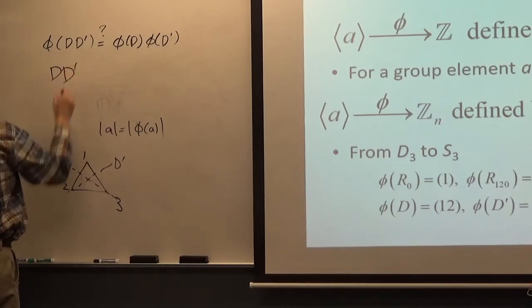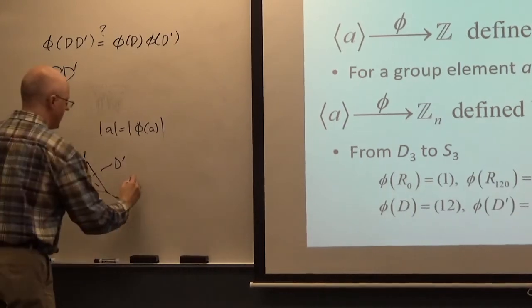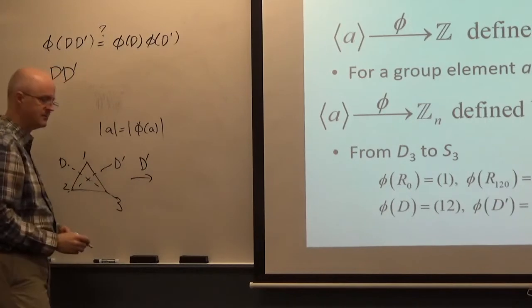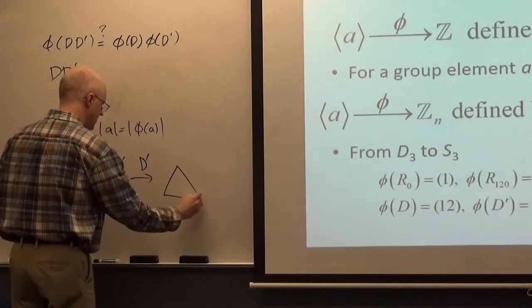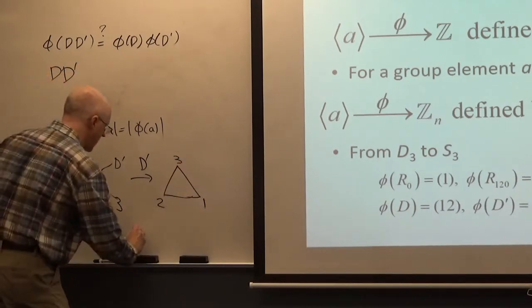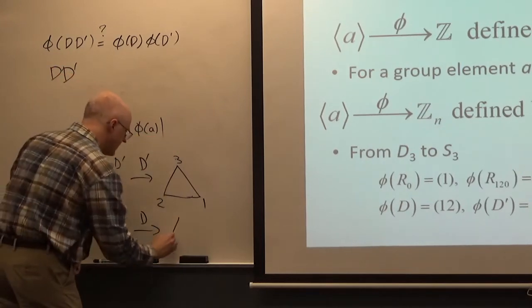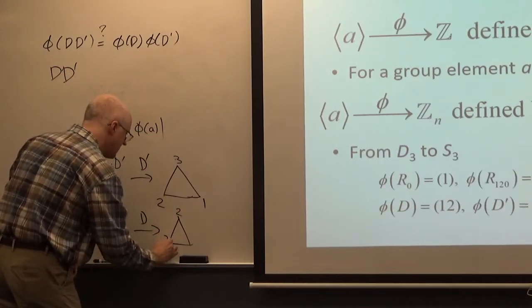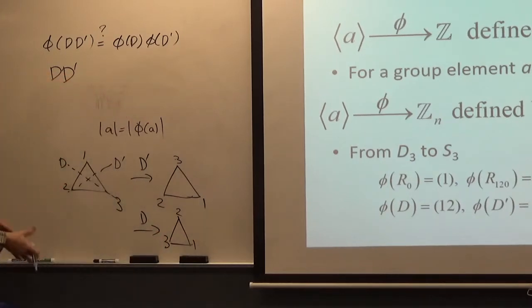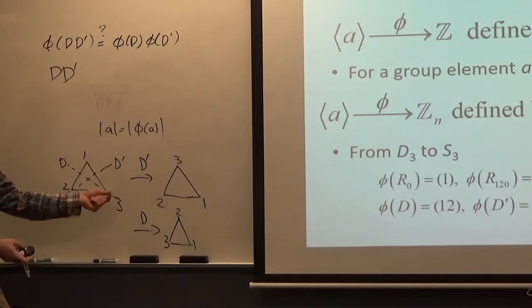What is D composed with D prime going to be? It's going to be a rotation. Right? Compose two reflections, you're going to get a rotation. Let's imagine doing it here. We apply D prime first. We'll swap the 1 and the 3. And then we apply D to that. We're going to swap here the 2 and the 3. As far as a counterclockwise rotation, from here to there, it's a counterclockwise rotation by 240 degrees. This is R240.